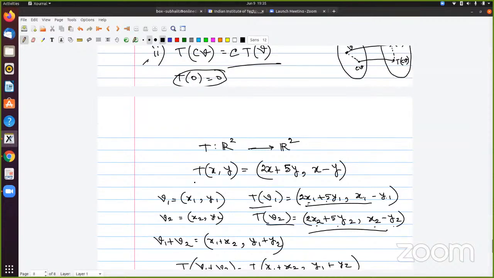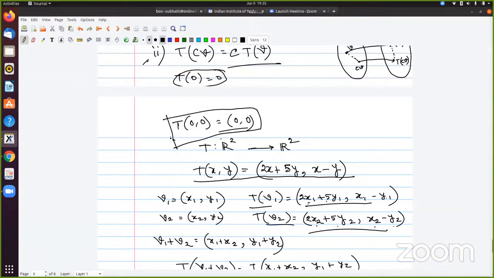So suppose this example, okay? What is 0 here in R2? 0, 0. Where is it going? It is going to 2x plus 5y, I mean 2 into 0 plus 5 into 0, and 0 minus 0. So 0 is going to 0, 0, so there is a possibility that it may be a linear transformation. Then you check the other conditions, the two conditions I mentioned.